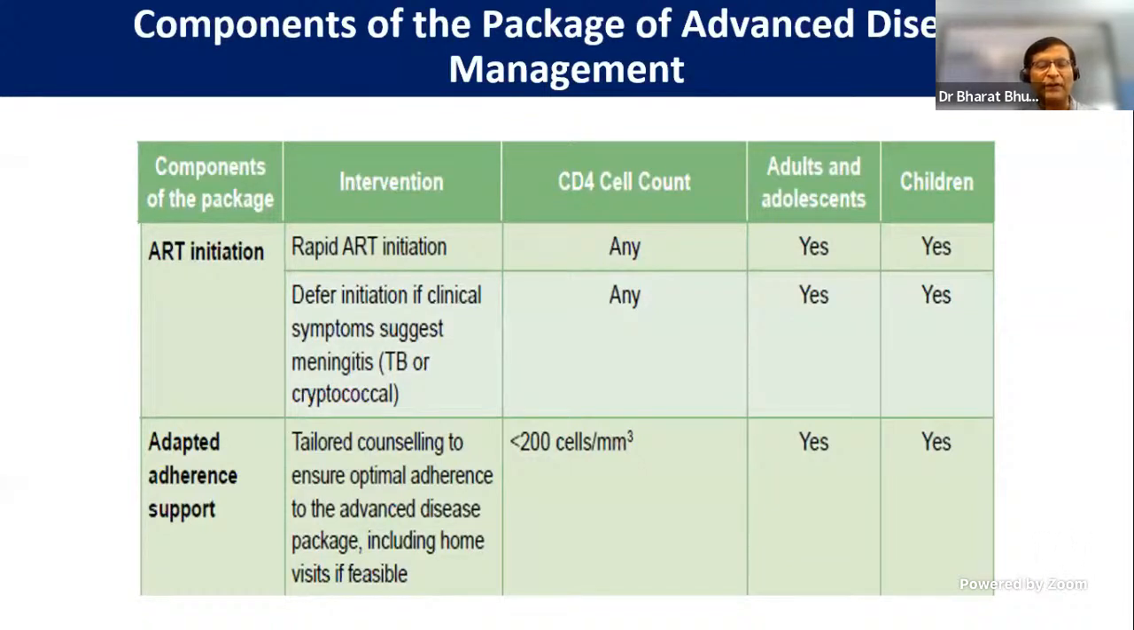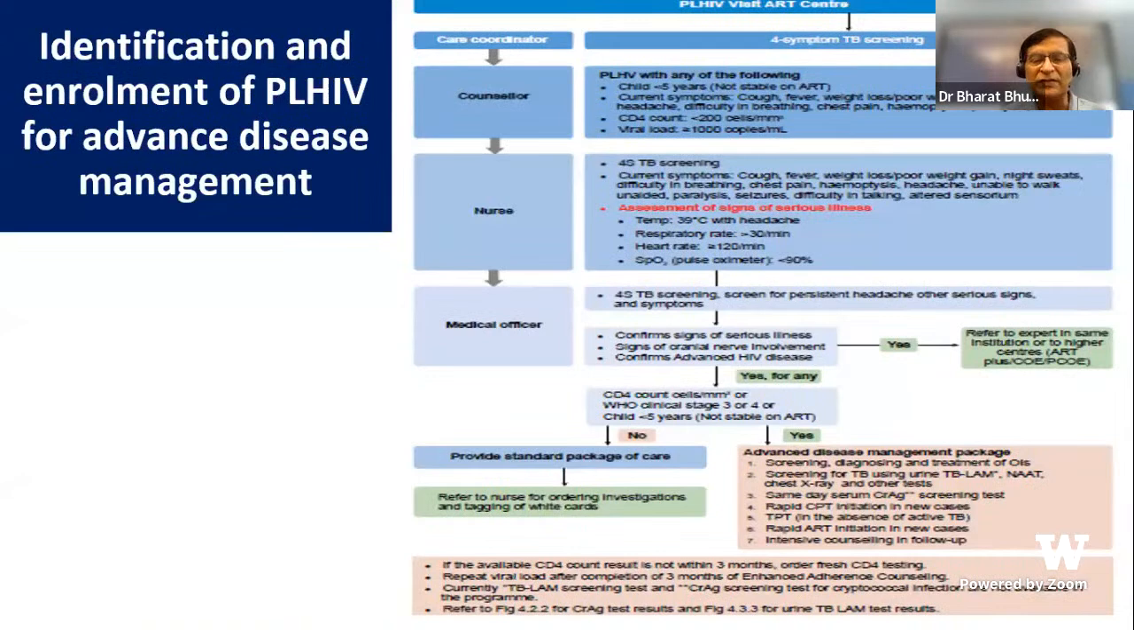Then we have to adapt tailored counseling to ensure optimal adherence for people with advanced disease, and that should include a home visit as required or feasible based on need. This is a flow chart which is available in the operational guidelines also, on how to identify and enroll PLHIV for advanced disease management. This is the complete figure, but I'll go through some parts of the figure in sequence.